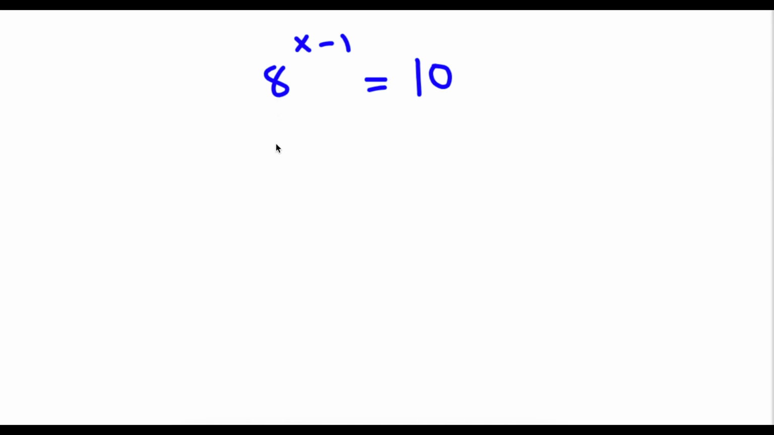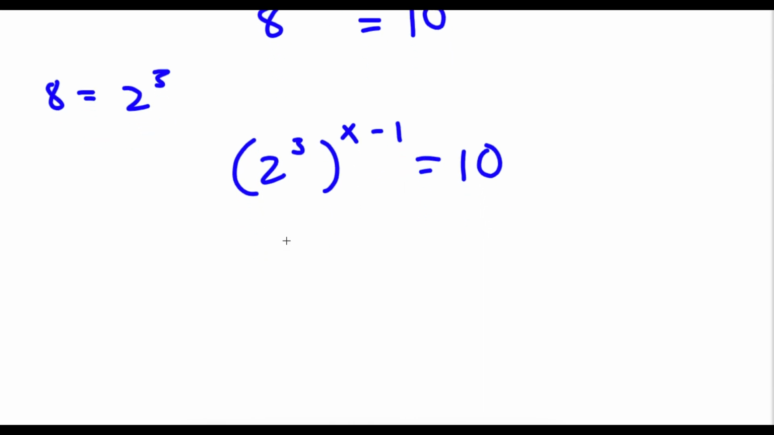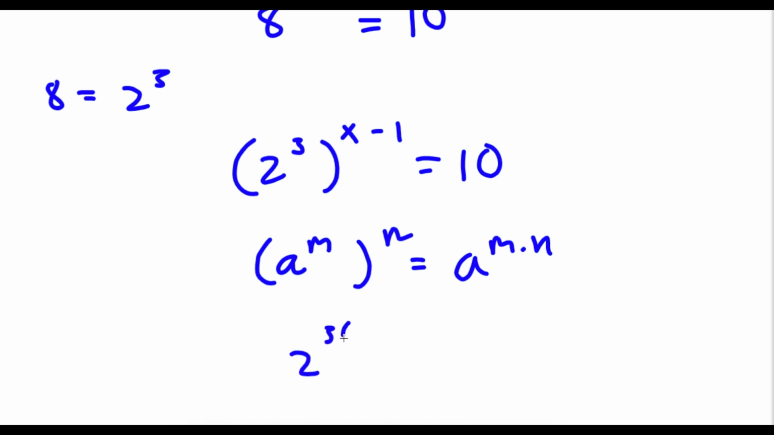Now 8 here, this is the same thing as 2 to the power of 3. So if I replace 2 to the power of 3 with 8, I get (2 to the power of 3) to the power of x minus 1 is equal to 10. And now if I have something in the form a to the power of m to the power of n, this is equal to a to the power of m times n. So (2 to the power of 3) to the power of x minus 1, that's going to equal 2 to the power of 3 times (x minus 1).